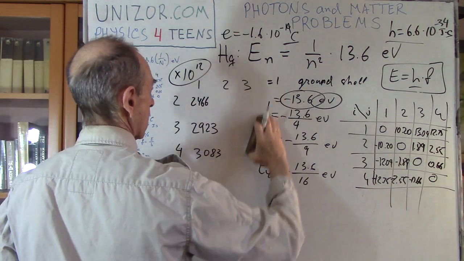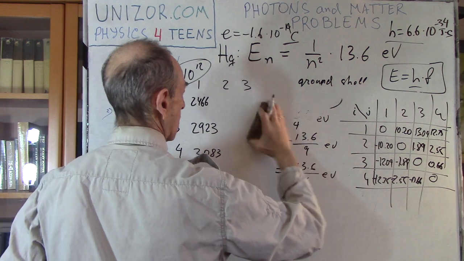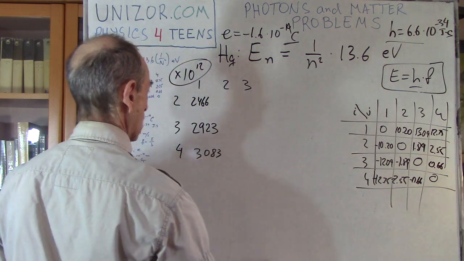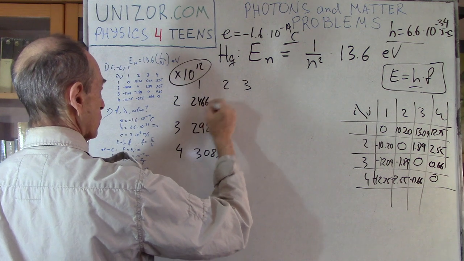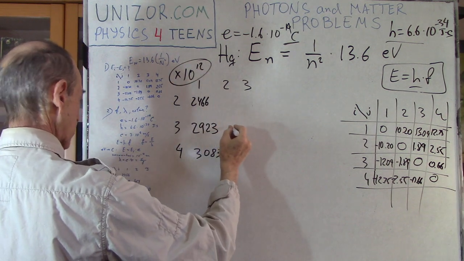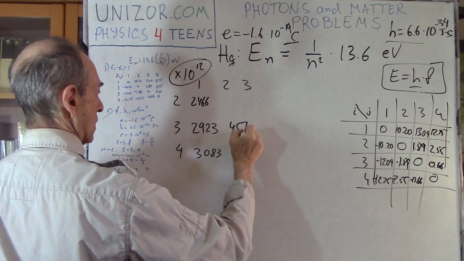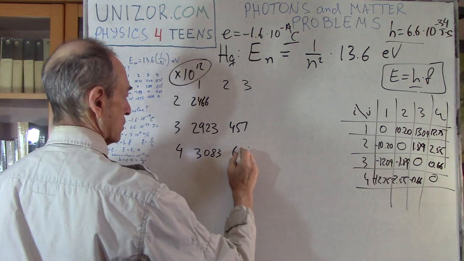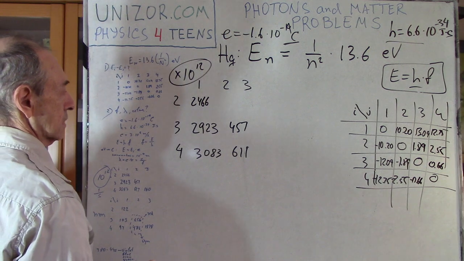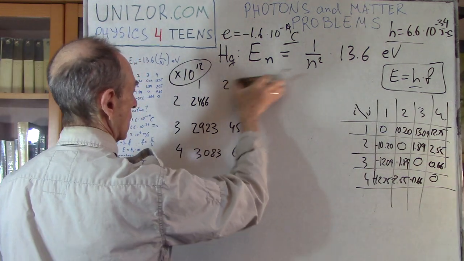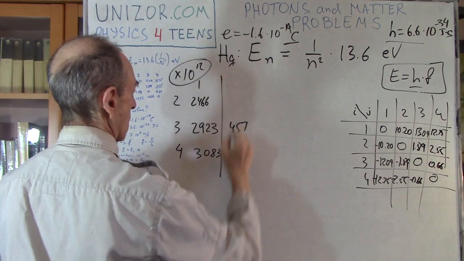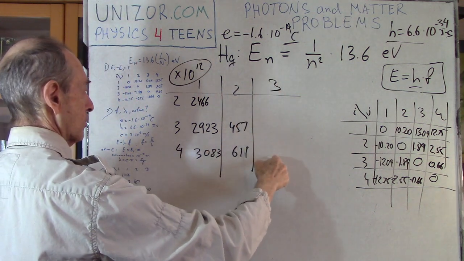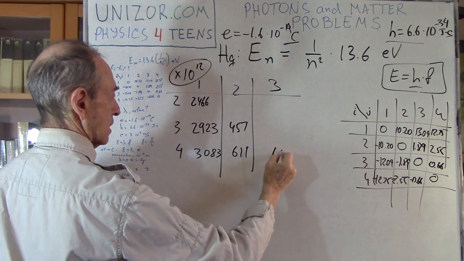Okay, then from 3 to 2, 457, and 617. From 4 to second. And to the third level, I can jump only from the fourth, and that will be 160.